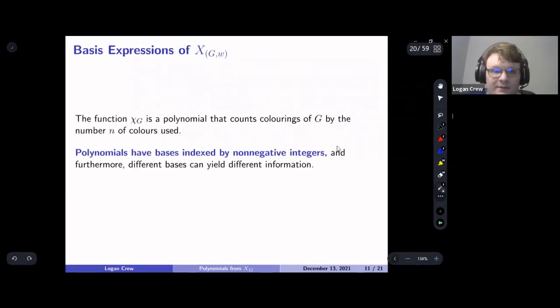Now, the premise of where this talk is going in terms of deriving polynomials from the chromatic symmetric function is going to be coming from expressing it in different bases and deriving different information from this and transforming those bases into polynomials. Let me take a brief moment here to ask if anyone has questions about the chromatic symmetric function.